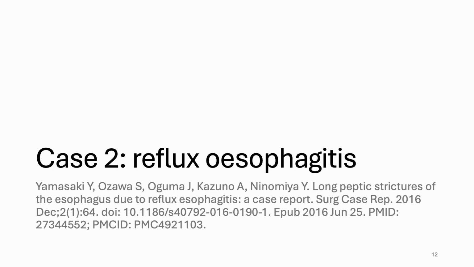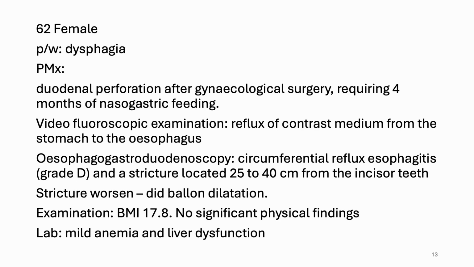Case 2 is on reflux esophagitis by Yamasaki et al. This is a more complicated and more complex case, but let us go through the case step by step. The author describes a 62-year-old female presented with dysphagia. She has a complex past medical history where she developed a duodenal perforation after a gynecological surgery, which required 4 months of nasogastric tube feeding afterwards.